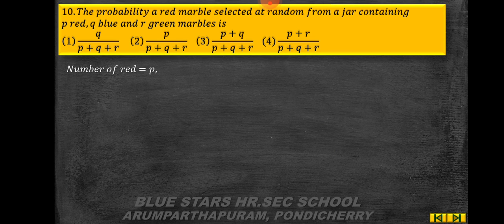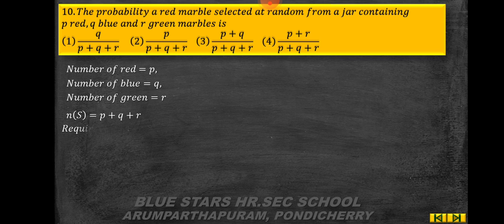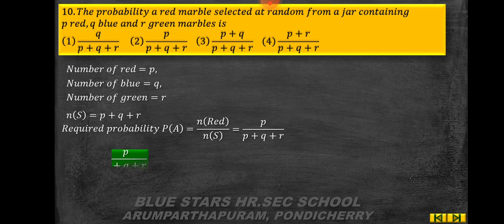So number of red is equal to P and number of blue is equal to Q. Number of green is equal to R. Then n of S is equal to P plus Q plus R. So n of S is nothing but the sample space. So required probability P of A is equal to n of red divided by n of S, which is equal to P by P plus Q plus R. So the correct answer is option 2, P divided by P plus Q plus R.